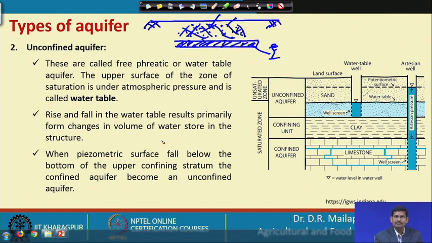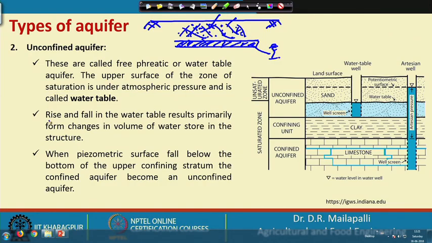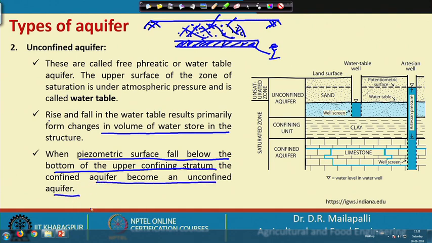whereas the top of the geological formation in case of a confined aquifer is called the piezometric surface or potentiometric surface. Okay. So, here also the rise and fall of the water table results primarily from the changes in the volume of storage in the structure. So, when the piezometric surface falls below the bottom of the upper confined stratum, the confined aquifer becomes an unconfined aquifer. Okay.